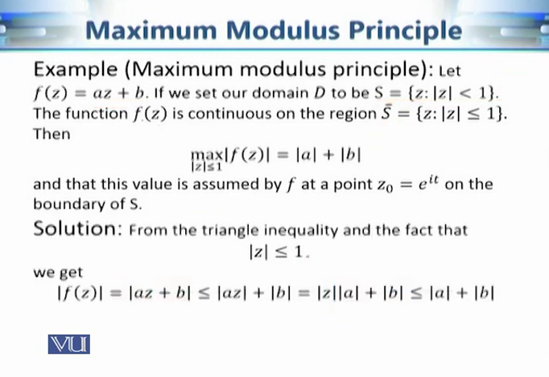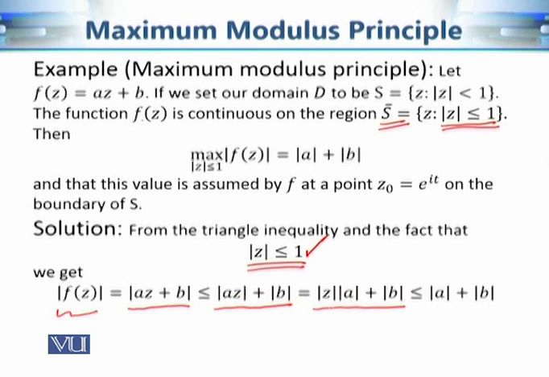Now the calculations are relatively simple. We know that we are working in this S bar, in which case the modulus of z is less than or equal to 1, and hence we have this property. And of course we want to talk about the modulus of f of z. So modulus of f of z is modulus of az plus b, which by triangle inequality is less than or equal to modulus of az plus modulus of b, and according to another simple property of modulus, this is equal to mod of z into mod of a plus mod of b.